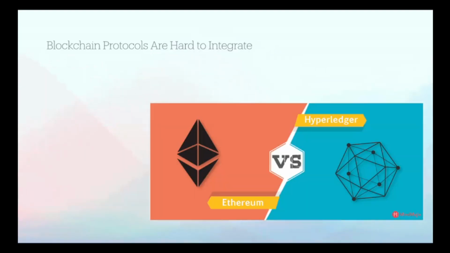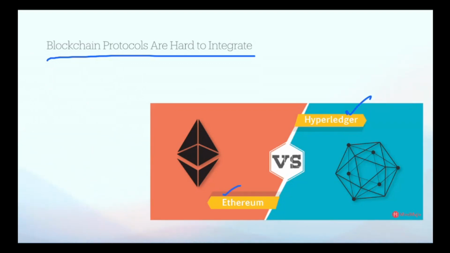First thing is, blockchain protocols are hard to integrate. We have so many protocols and consensus algorithms. They are all very hard to integrate, which means they are very tough to handle. Now, we know that there are two kinds of blockchains commonly in the world now. One is Hyperledger Fabric, another is Ethereum. So there are the two things, Hyperledger and Ethereum.